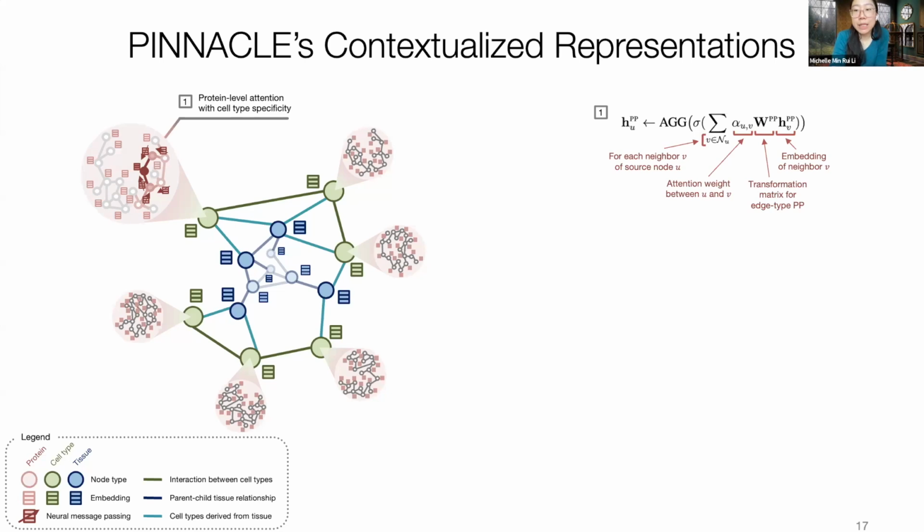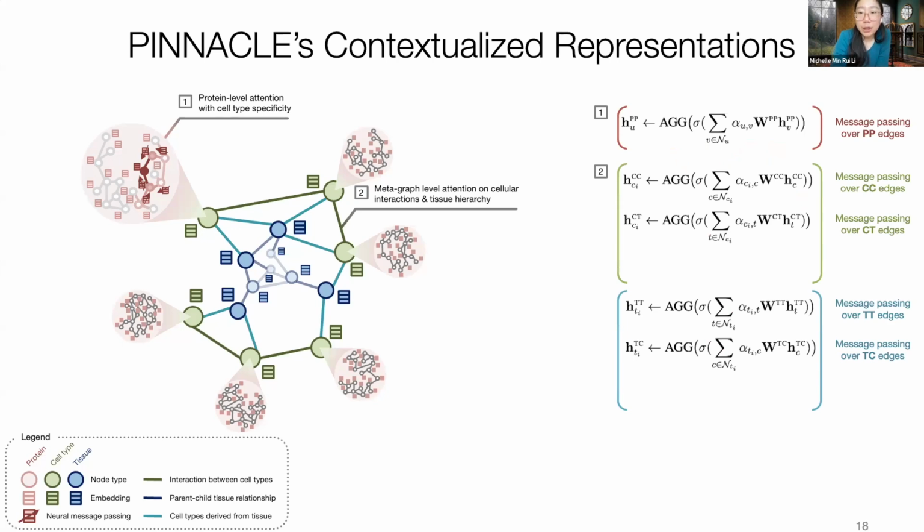So first up is the protein level attention with cell type specificity. The superscript PP here means that we're dealing with protein-protein edges. So for each node, we aggregate the neighboring nodes' embeddings H with an alpha attention mechanism and a protein-protein edge type specific transformation matrix W to project the features of the proteins in the cell type specific PPI network. And there's one W matrix for each cell type specific PPI network.